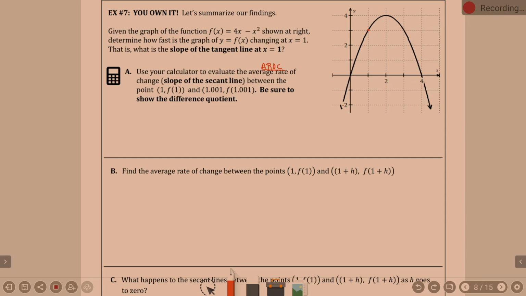which the difference quotient is just what they're looking for right here, the f of b minus f of a over b minus a. So f of, I would start with the 1.001 minus f of 1 all over 1.001 minus 1. Okay?